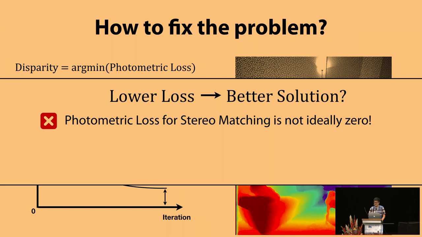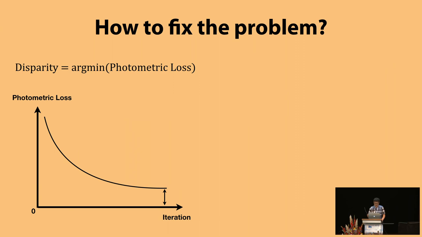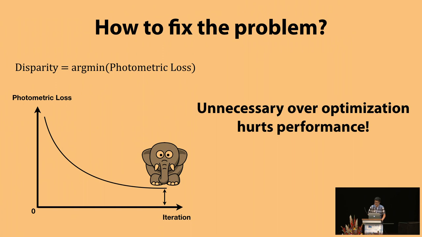And as a result, after certain iterations, continuing to optimize the remaining photometric loss very hard doesn't even further improve the performance, because the loss is not simply caused by disparity anymore. It may even hurt the performance, as the network may behave randomly to compensate for some losses caused by unexplainable factors. So to make the training stable and effective, we need to fix the loss.